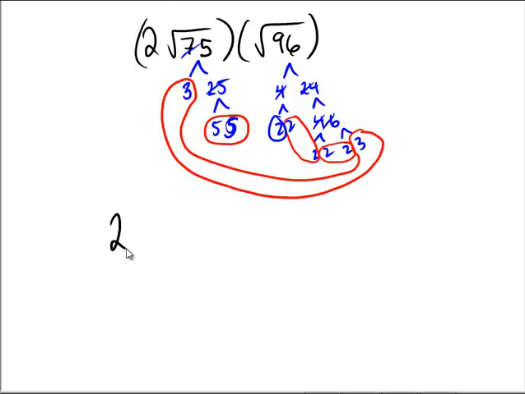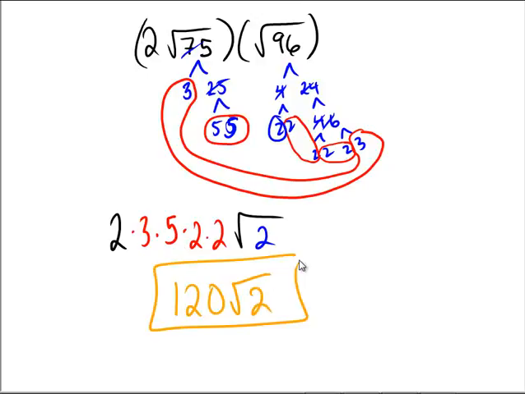So answer, 2 times the escapees, 3, 5, 2, 2, and inside of the radical, just that single leftover 2. So final answer, 2 times 3 is 6, times 5 is 30, times 2 is 60, times 2 is 120, and with a radical of 2.